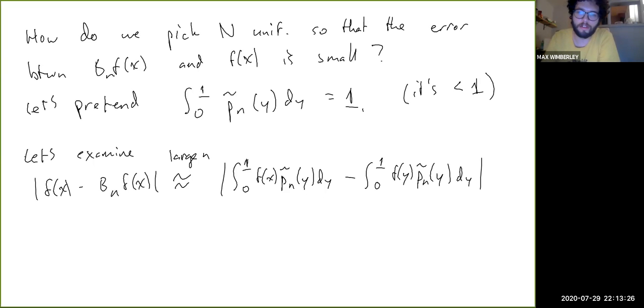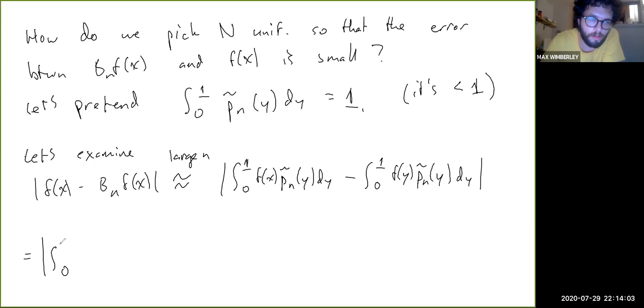So the idea is that almost all of the value of this integral comes from a piece right around y equals x. So if you split these integrals up, what I'm going to do is combine these two to get the integral from 0 to 1 of f of x minus f of y times pn tilde of y. And then I'm going to split that up into different regions, okay?